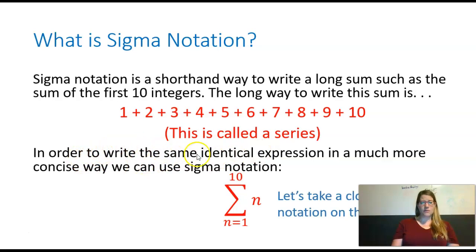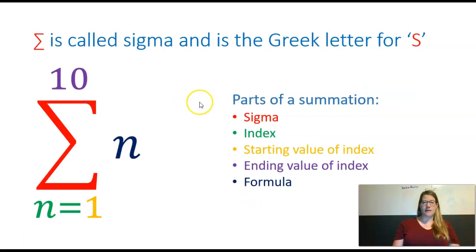So in order to write the same expression in a much more concise way, we use something called sigma notation. This symbol that you see here, that looks kind of like a capital E, kind of funny, is called sigma. And with this notation, this right here means the exact same thing as adding the numbers 1 through 10, but it's a lot quicker and easier to write. Let's look at this a little bit closer on the next slide.